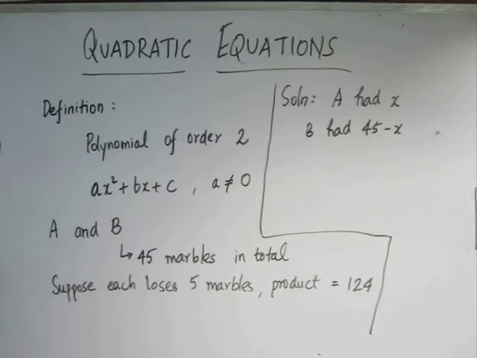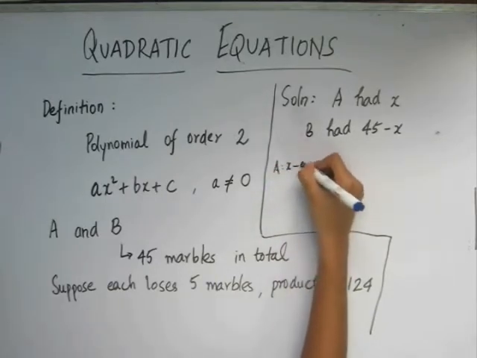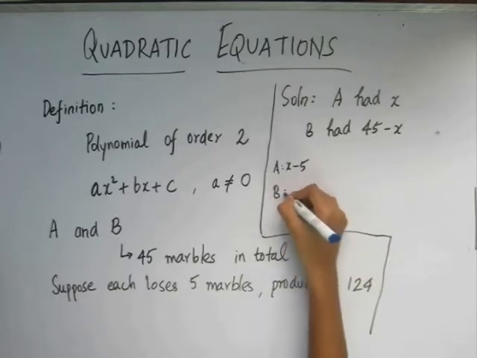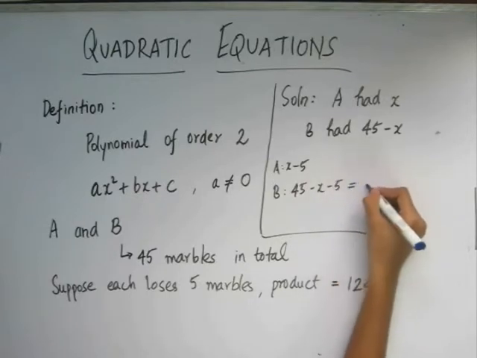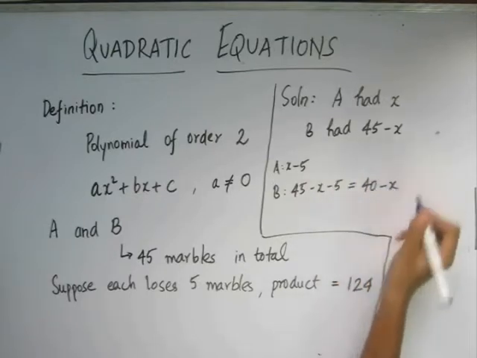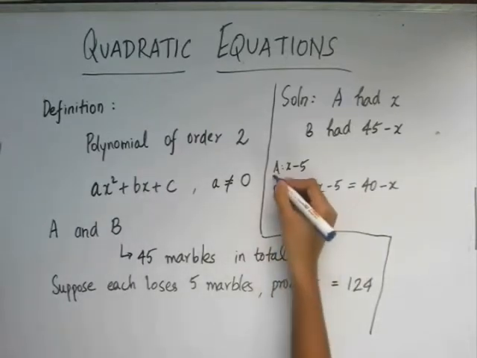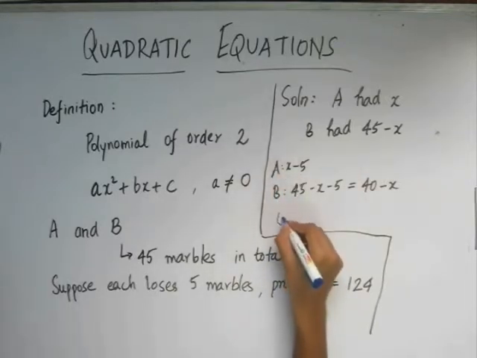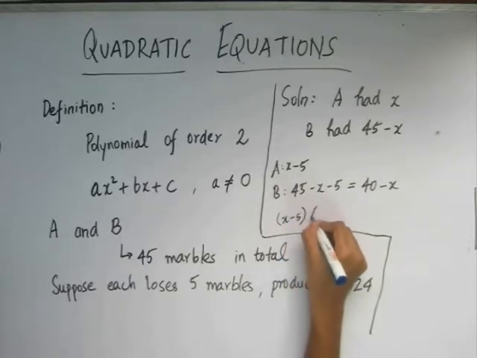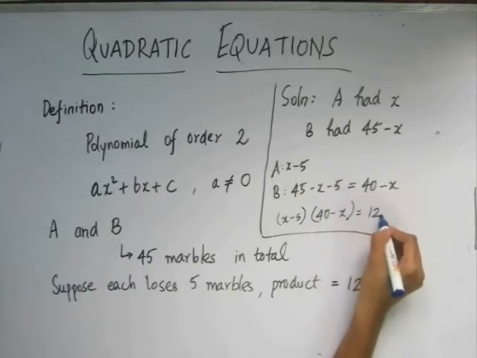Now after both A and B have lost their marbles, we know that A has x minus 5 marbles and B will have 45 minus x minus 5 marbles, which is equal to 40 minus x. Now it is also given that the product of the number of marbles owned by A and B after they have lost the marbles is 124. So when we multiply these two terms, x minus 5 and 40 minus x, this should give the product 124.